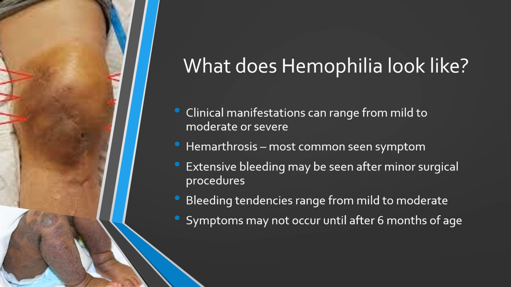A lot of times we don't see symptoms until after the kiddos reach about 6 months of age. And if you think about it, at 6 months of age, they become more mobile, right? They're rolling, they're starting to crawl, they're starting to stand and walk, which leads to more injuries from bumps and falls. And that's a lot of times when we start seeing this disorder.